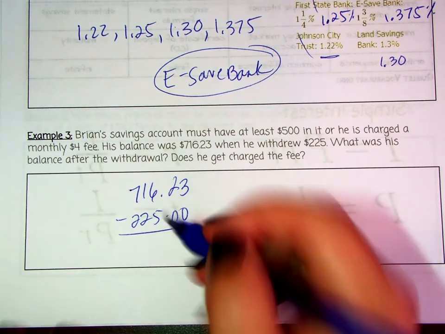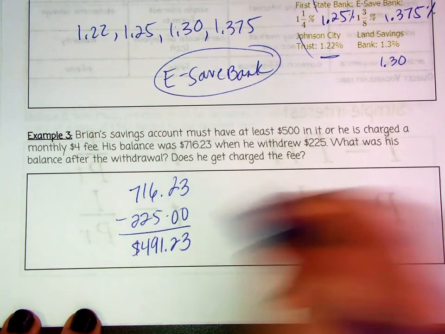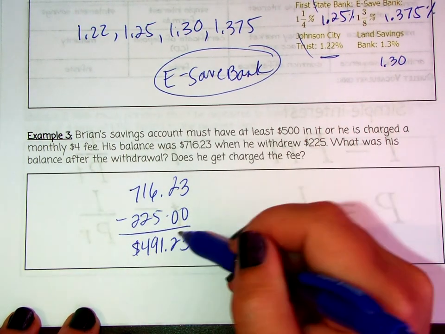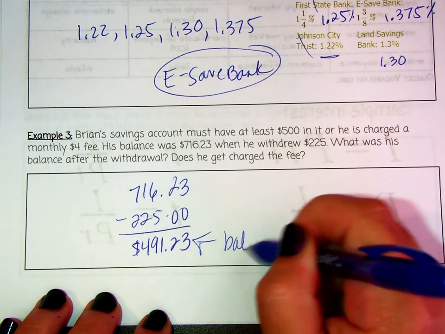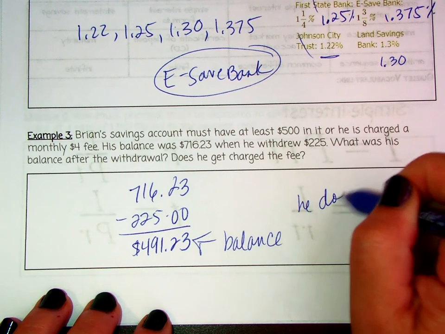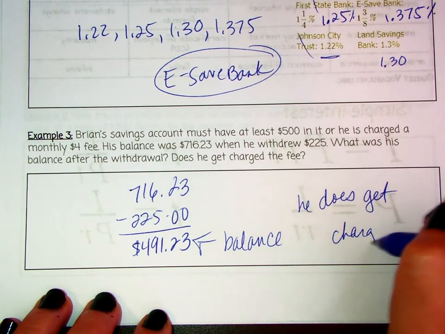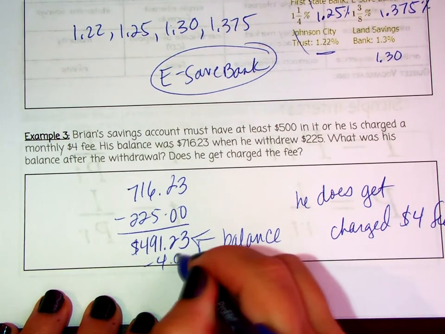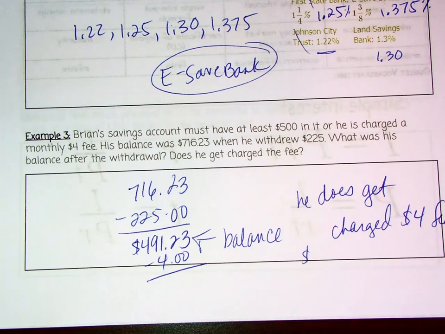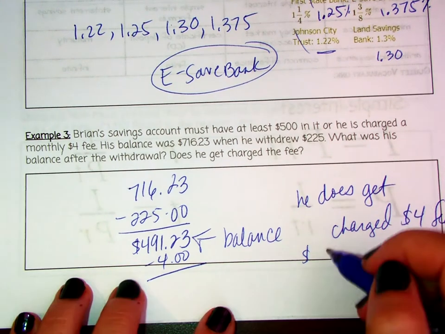And he's got $491.23. So he did go under the $500. So what was his balance after the withdrawal? He does get charged a $4 fee. So I'm going to take that $491.23 and subtract $4, and I get $487.23.